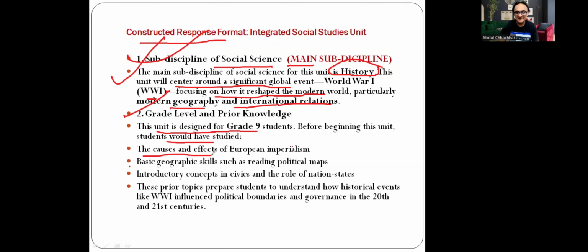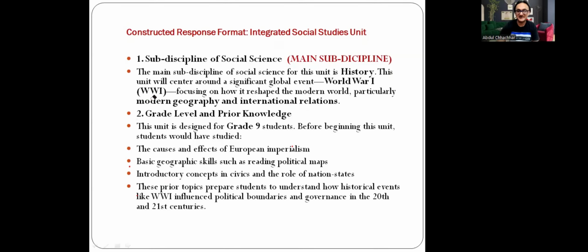The cause and effect of European imperialism, basic geography skills such as reading political maps, and introductory concepts in civics and the role of the nation state. These prior topics prepare the students to understand how historical events worldwide influenced political boundaries and governance in the 20th and 21st century, past, present, future. This is exactly what is written, the examiner said, okay. So we have completed two steps now. The examiner's 7 steps, we have tried it, okay.